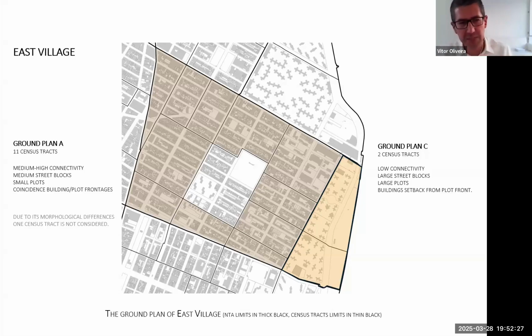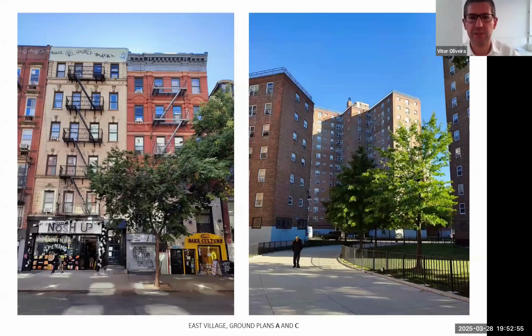What does this mean? It means that in A, you have medium to high connectivity, medium street blocks, small plots, and coincidence between building and plot frontages. In C, you have quite the opposite. Low connectivity, large street blocks, large plots, and buildings that set back from the plot frontage. So we can really say that in physical terms, this is one thing and this is a rather different thing.